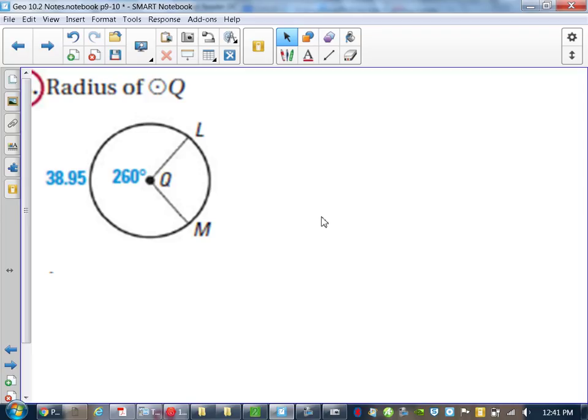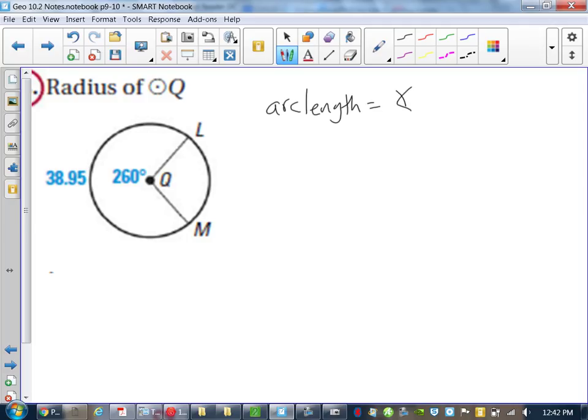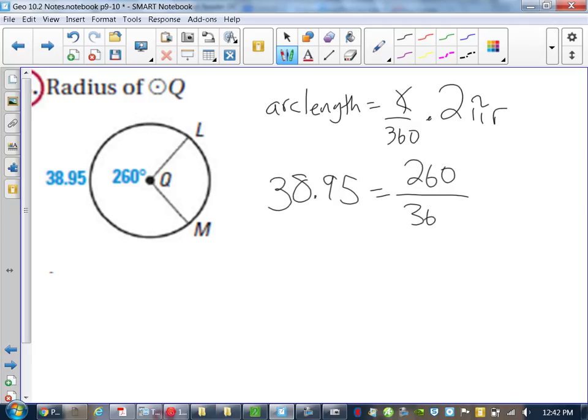Anyway, write it out. Arc length is angle over 360 times 2 pi r. We know everything except for the r. So we fill in the blanks. 38.95 is 260 over 360 times 2 pi times the radius.